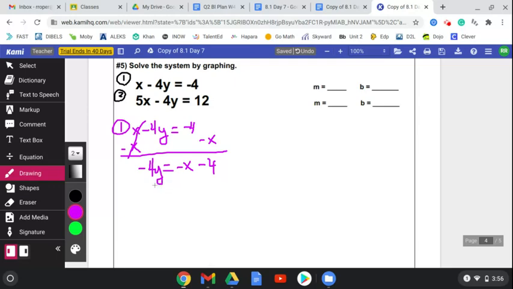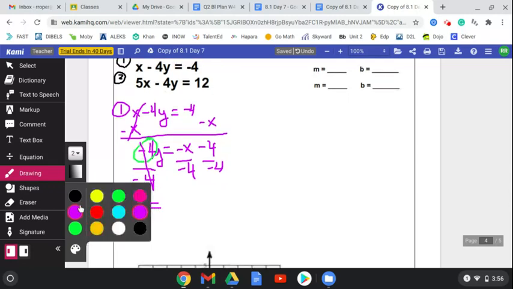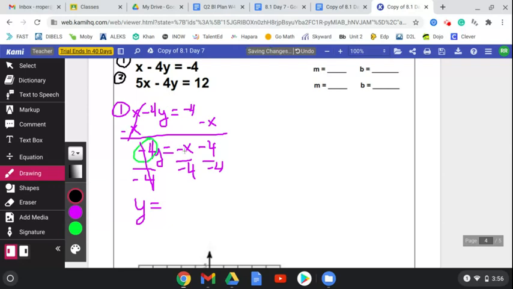And so I divide not by 4, but by this number right here that's in front of y, which is a negative 4. And so that is what I divide every term in the equation by. Every term gets divided by negative 4. That way, these negative 4s simplify, and you have y equals. Now, right here, what number is in front of x? You should say an invisible 1, or negative 1.